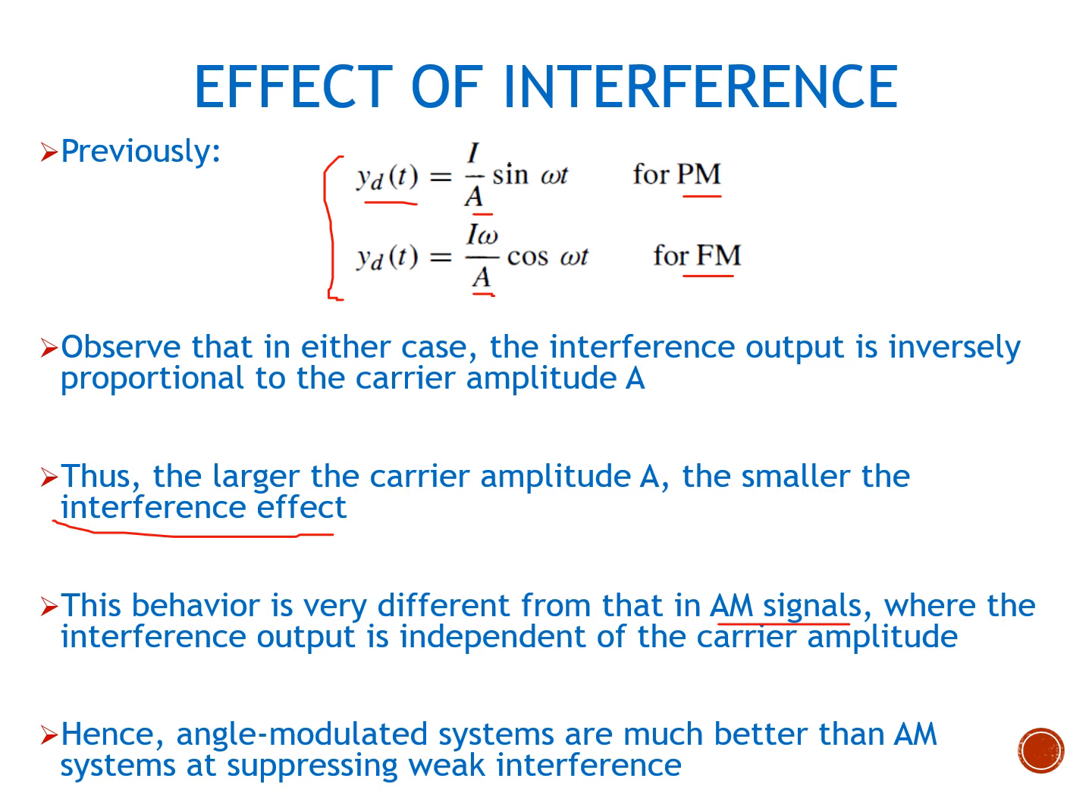So if the interference I is weak in PM or FM signals, we can reduce or suppress it by using a high value of the carrier amplitude A. Because of this flexibility that PM or FM systems give us, they are generally used instead of AM signals.